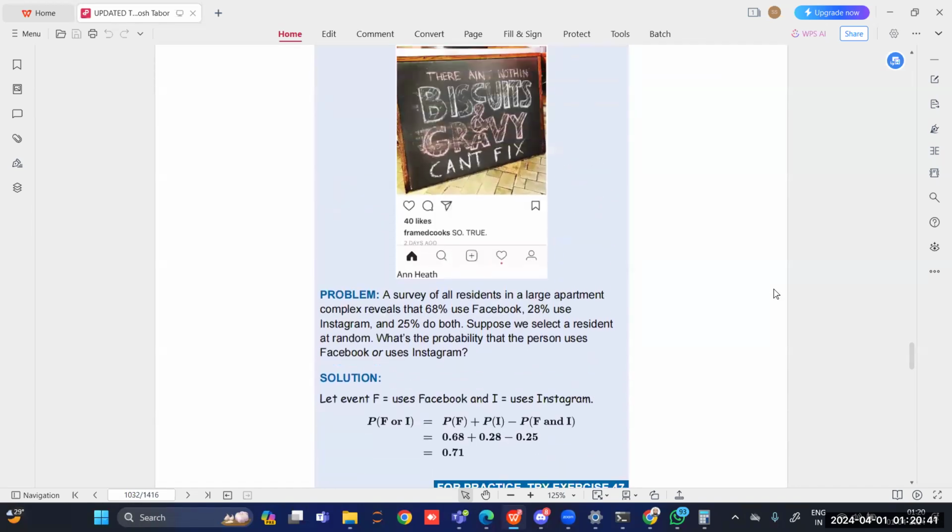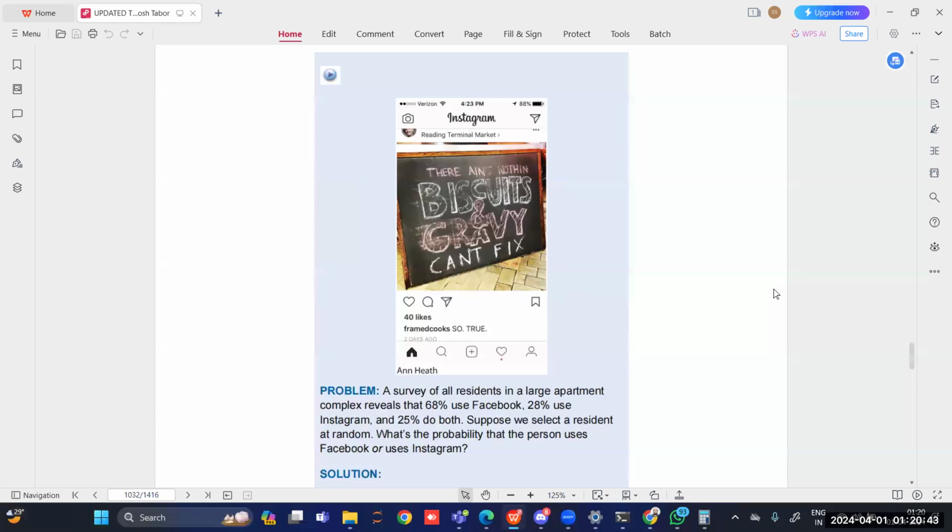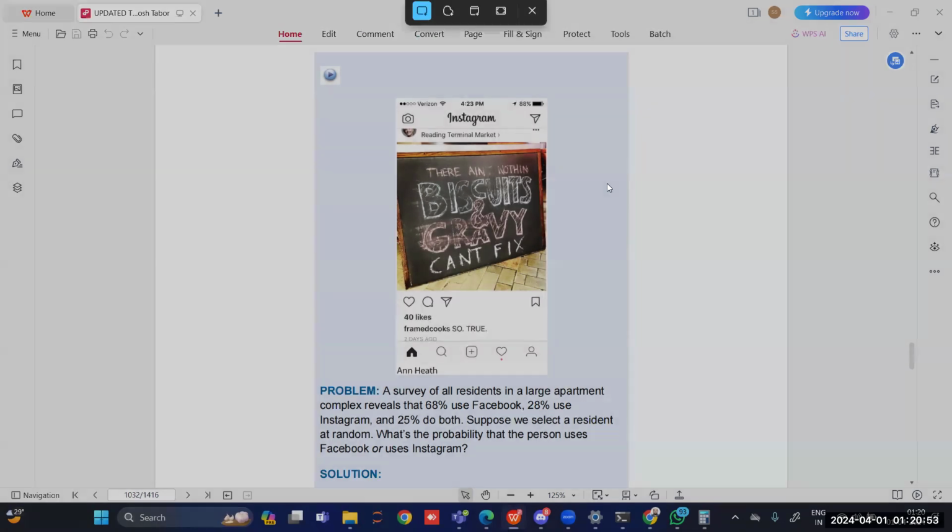See, a survey of all residents in a large apartment complex reveals that 68% use Facebook, 28% use Instagram, and 25% use both. Come on, we'll do one.